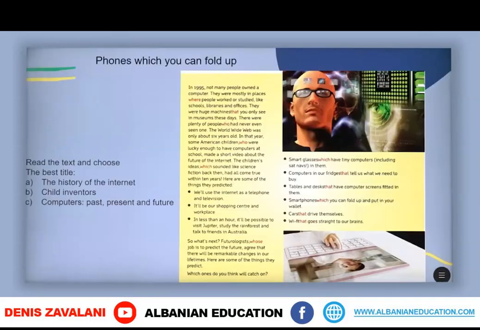Phones which you can fold up. This story is about the progress and the revolution of the internet. So you are going to read the text and then choose the best title: the history of the internet, child inventors, or computers, past, present, and future. Please decide which is the best title for the text.